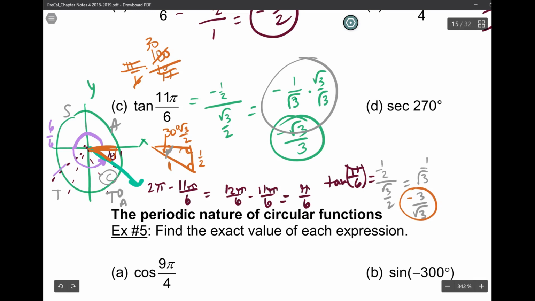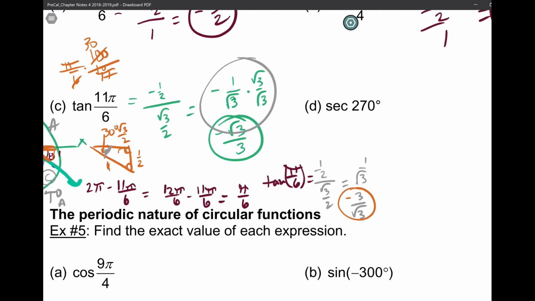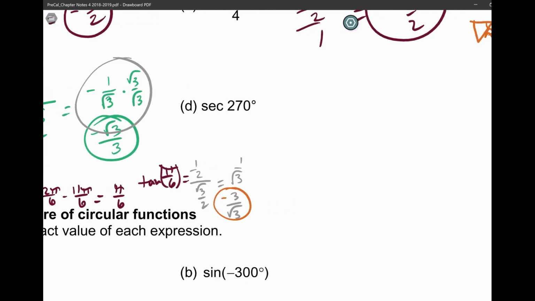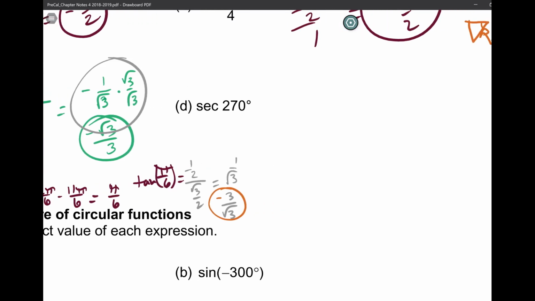So I want you to use your unit circle a little bit so you can get comfortable, but I also really want you to take the reference angle to heart, because that's going to be key for the rest of the unit. All right, secant of 270.